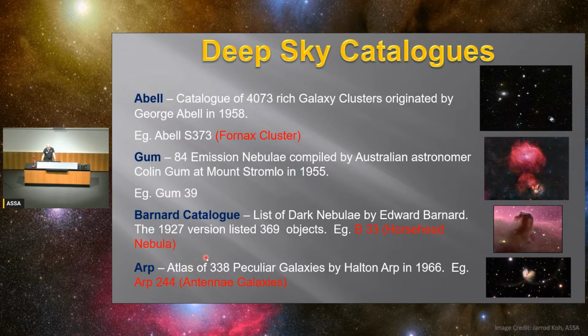Then we have the Arp catalogue, which is an atlas of 338 peculiar galaxies by Halton Arp in 1966. So Arp 244 is the Antennae galaxies, which are two galaxies which are interacting or colliding. So they're sort of out of the ordinary. They're not your standard galaxy. So he catalogued the peculiar galaxies that are usually interacting or they're all distorted. There are obviously a lot more catalogues than this, but that just gives you a sample.